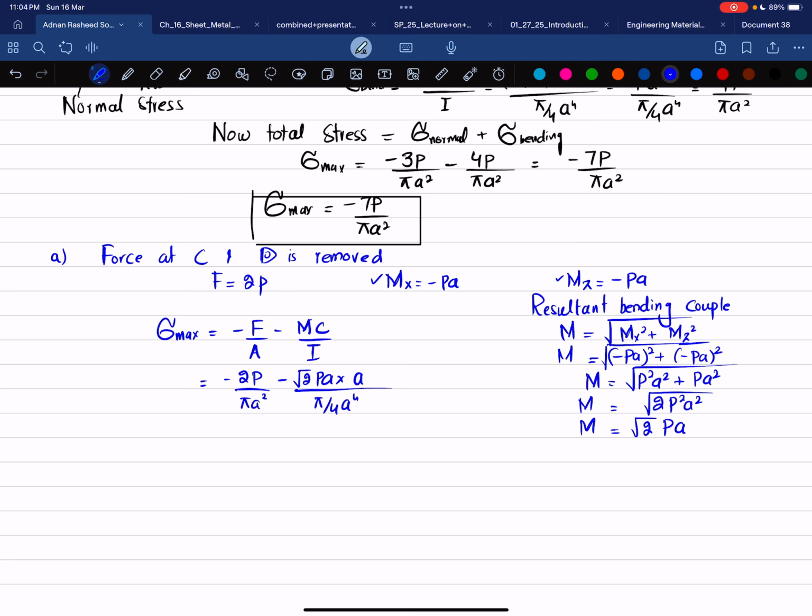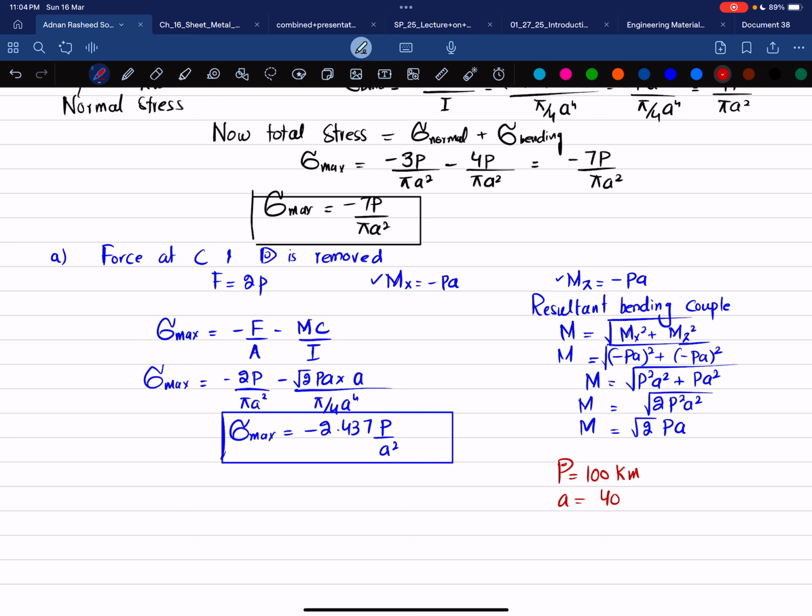Okay. So when you solve this, you will get the maximum bending stress, and that maximum stress will come out to be minus 2.437 P divided by A square. And this is the answer of the stress for the load when it is removed from C and D. Now what about the numerical values? Since we are given that P is equal to 100 kilonewton and A is equal to 40 millimeter, that is equal to 0.040 meter. So just plug it in this formula.